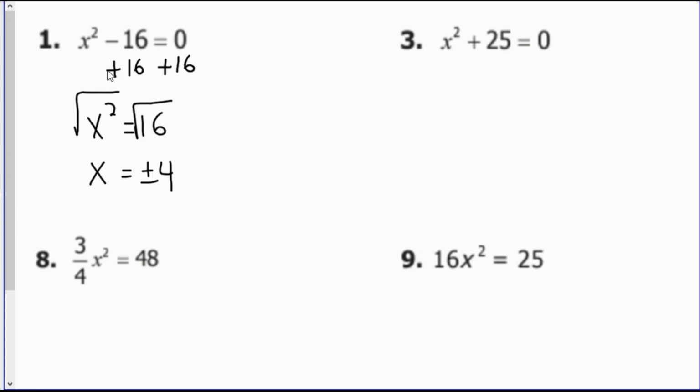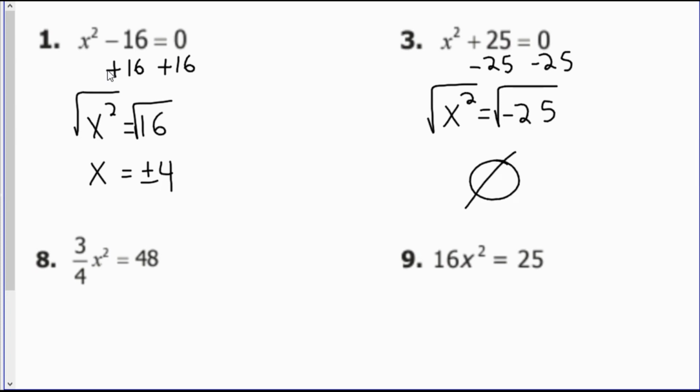Looking at number 3, x squared plus 25 is equal to 0. I want to isolate my x squared, so I'll move my 25 over by subtracting it, because the opposite of addition is subtraction. So x squared will equal negative 25. Now if I take the square root, notice I cannot take the square root of a negative number. Therefore, number 3 would be no solution.